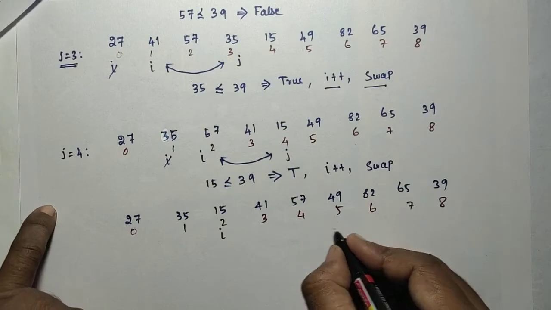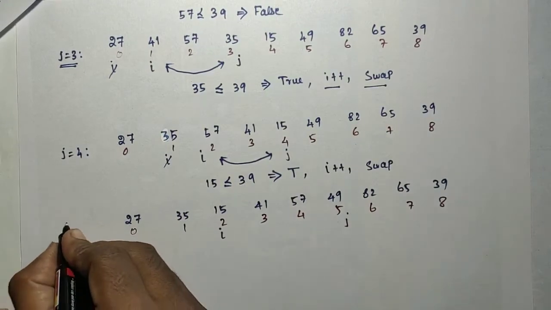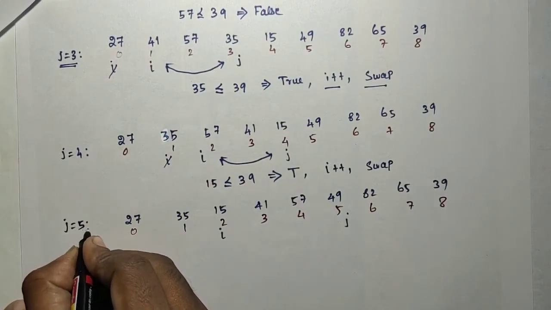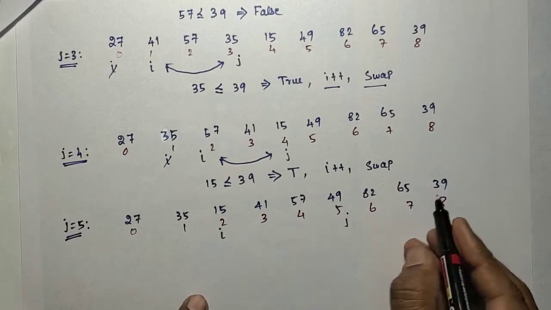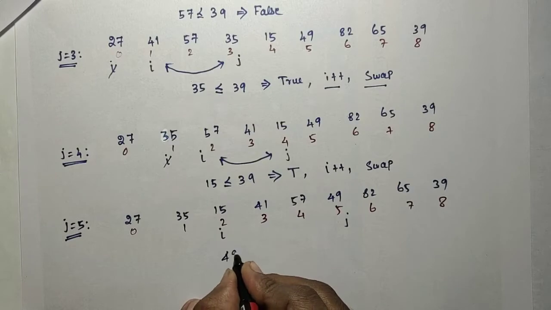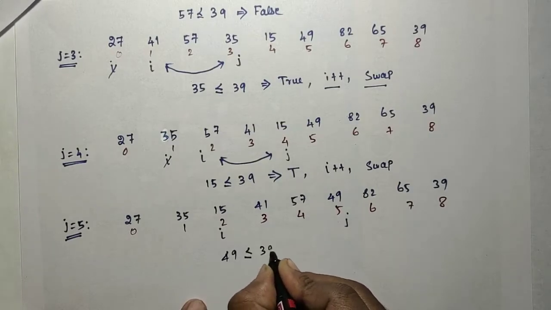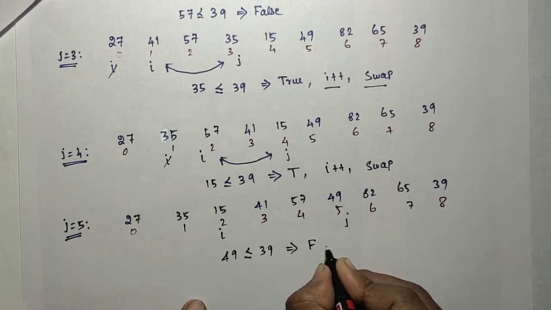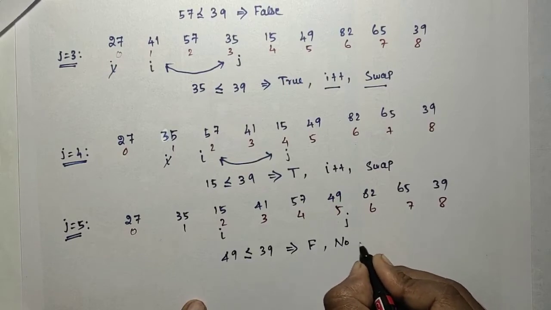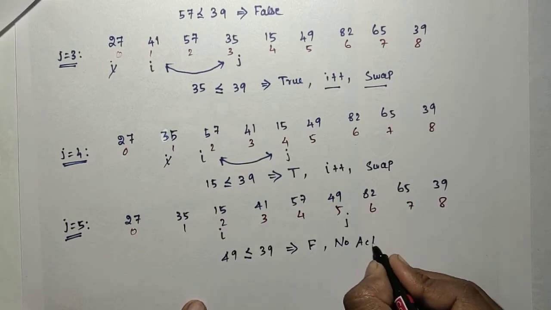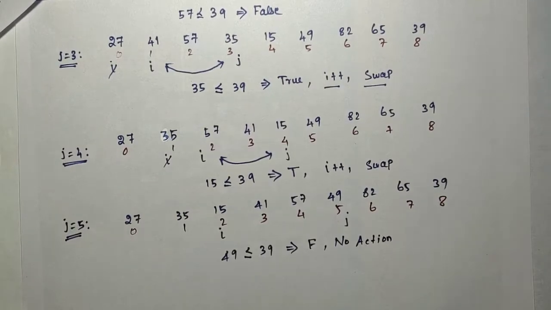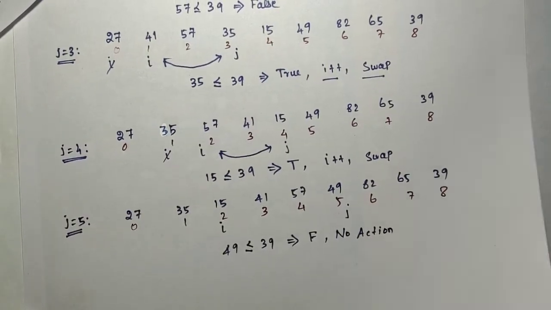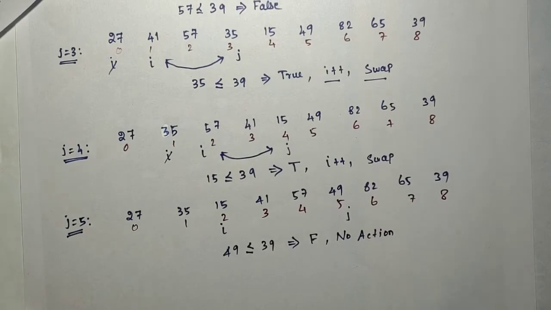In the next iteration it will be moved to 5. So j equal to 5. When j equal to 5, 49 and 39. 49 less than or equal to 39. Condition is false. False means no action. No action required. So simply j will be moved. j equal to 6.